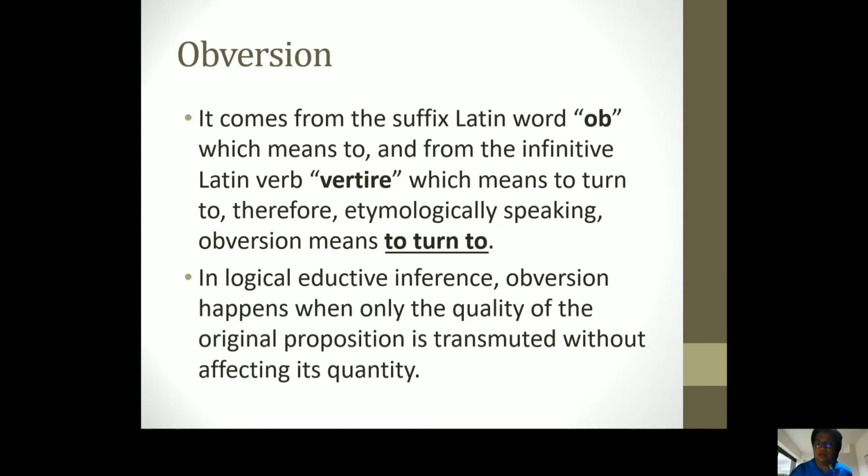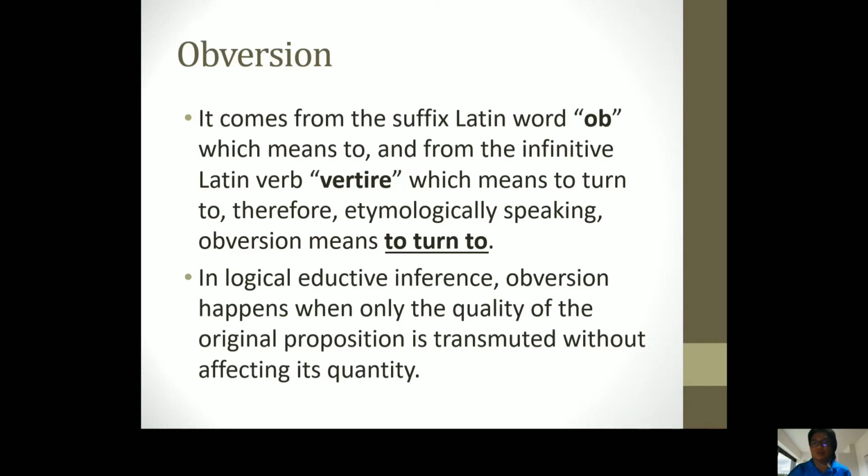But if we're going to define it as a logical eductive inference, we can say that obversion happens when only the quality of the original proposition is transmuted without affecting its quantity. So it's the opposite of conversion. In conversion, you're not going to change the quantity and you're not going to change the quality.